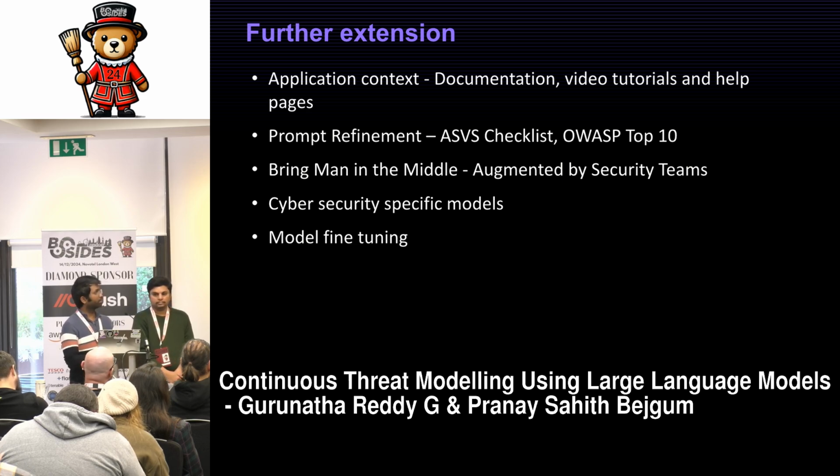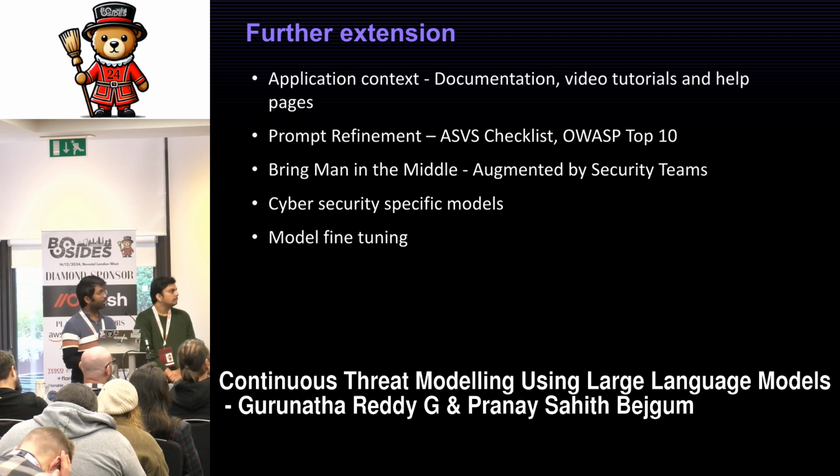Okay, so one of the ways to improve the efficiency of the LLM is that we can give as much relevant information as possible. One is the application context: the product documentation, which can be in the form of design sessions or transcripts of the design sessions, video tutorials, and company information. If we give more and more relevant information, the LLM can give better output.